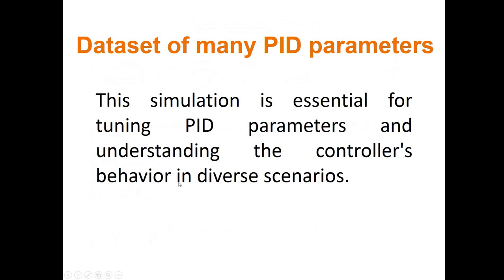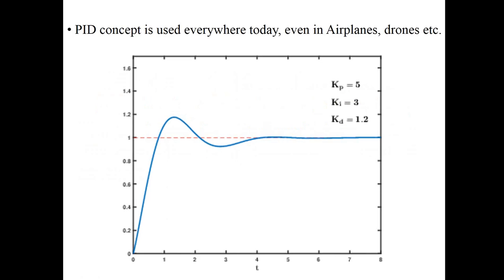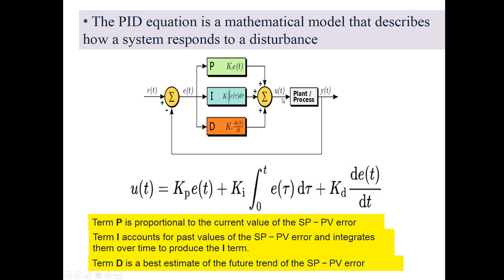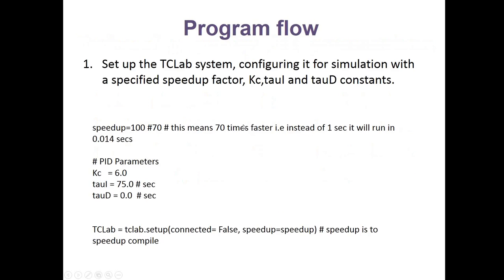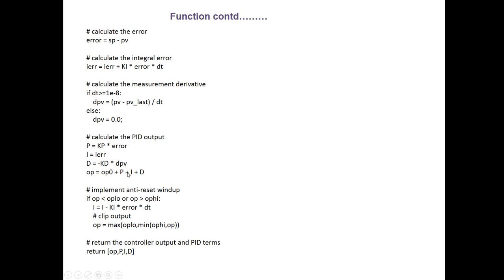And how does this addition of all three come? If you look at the earlier diagram, you see that all three are added here. That is the U(t) part actually. That is what here is getting added. OP0 plus P plus I plus D, that is the output. This is a function that returns output, that is the power, and PID values.